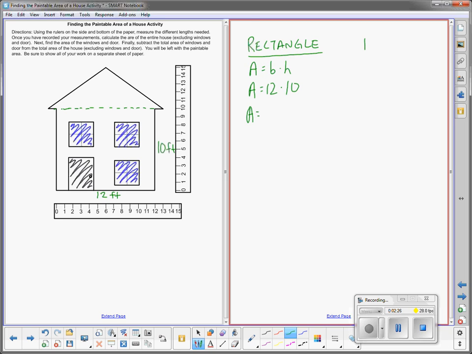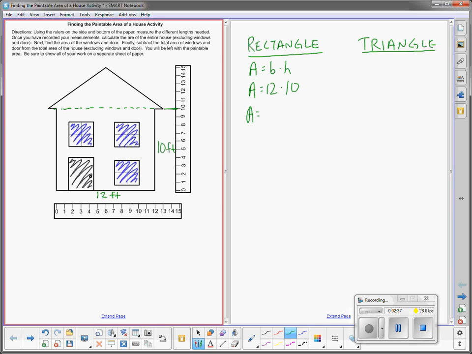Next, I need to find the area of the triangle, which is sort of in the place of where the roof would be. And so to do that, I need to first see how tall it is. So from the bottom of that triangle to the top of that triangle is 5 feet tall. And I need to see how wide it is.